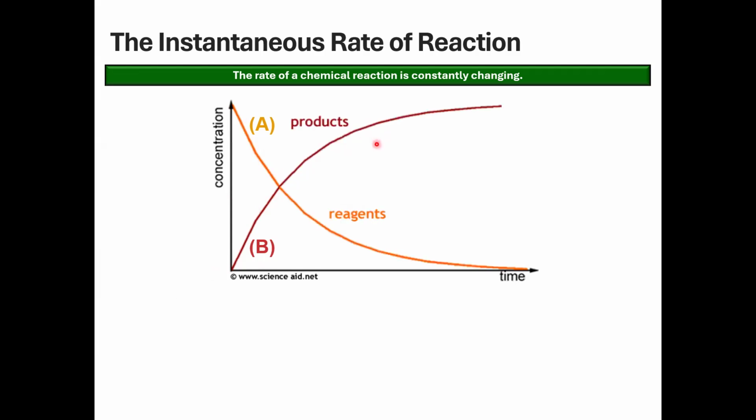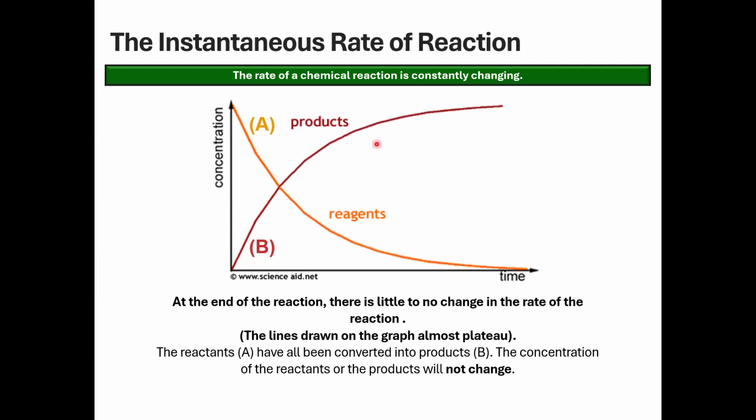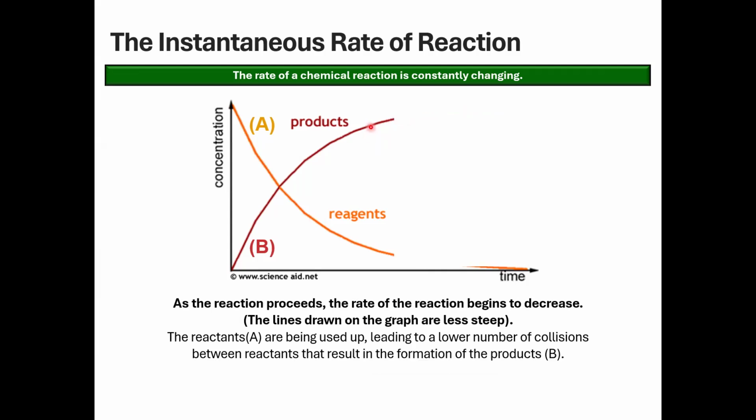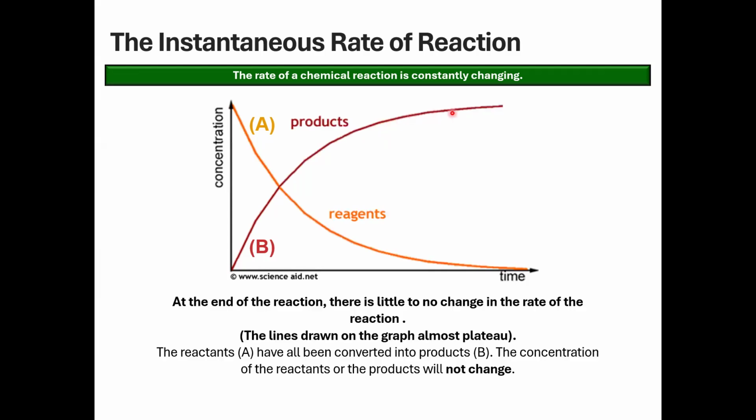Then towards the very end of your reaction, you'll see almost very little to no change. You'll notice that, even just going from the middle, it almost starts to plateau off. The reason for that is because there's no more reactant left. You'll notice the concentration is decreasing throughout the reaction, and then towards the end there's very little change because it's almost reached 0. So essentially all of your reactants have been used up and converted into your product.